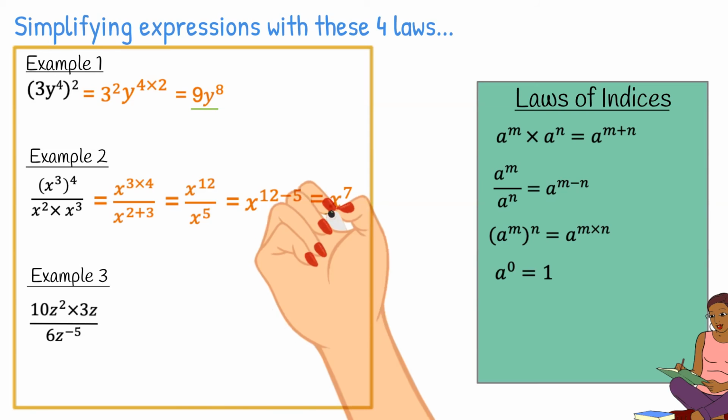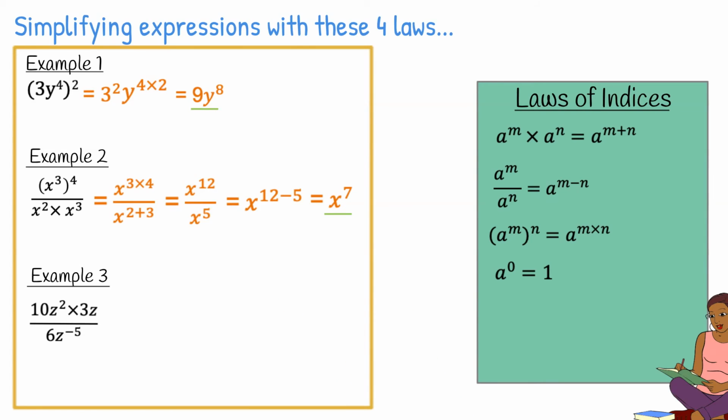For example 3, we need to make sure we don't confuse our ordinary numbers with our indices. Let's leave the bottom as it is for now and simplify the top. Multiplication can be done in any order, so first let's multiply the 10 and the 3 and we get 30. And now multiply the z squared and the z and I get z cubed. We know that 30 divided by 6 gives me 5, so let's rewrite that fraction out again without the 30 and the 6 with just 5 on the top.